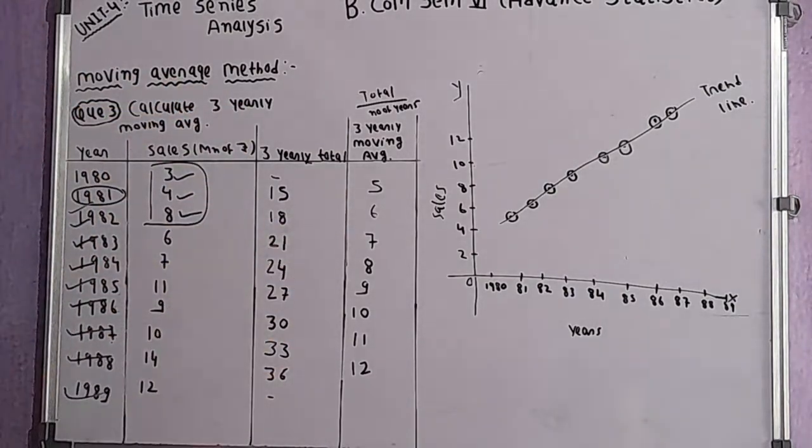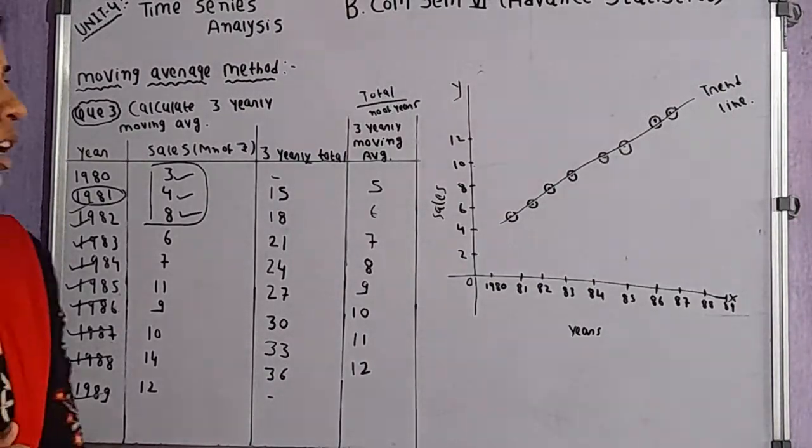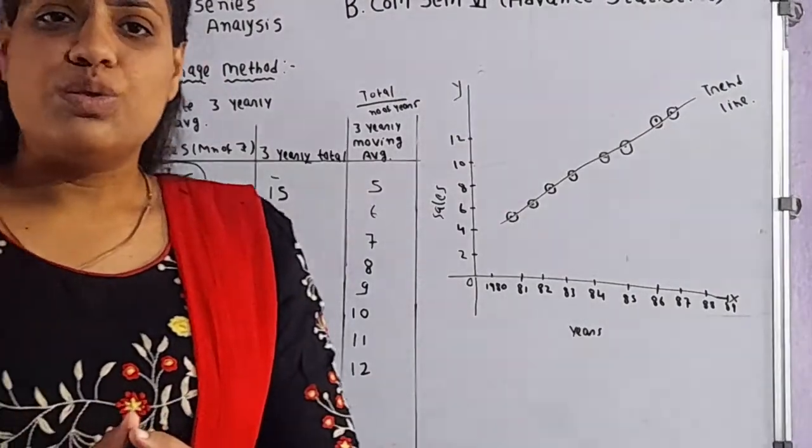So this way we are done with the problem of the moving average method, where we have calculated the 3 yearly moving average. In the next lecture we are going to see the next problem.